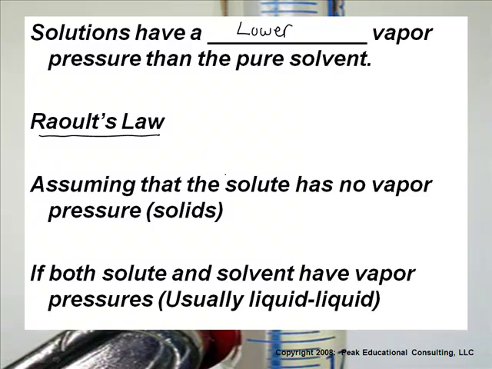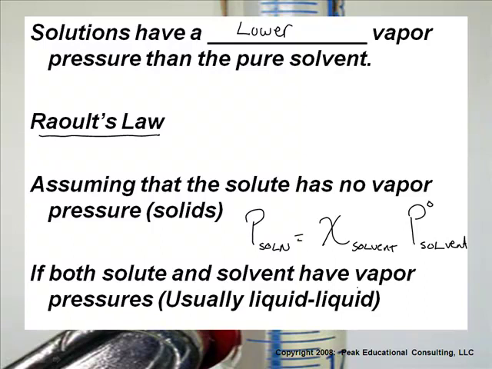Okay, assume that a solute has no vapor pressure. In Raoult's law, if we assume that the solute has no vapor pressure, the pressure of the solution is equal to the mole fraction, remember the mole fraction from last time, of the solvent, times the normal vapor pressure of the solvent, P0. Sometimes we call that P0. All right, and we'll do some math.